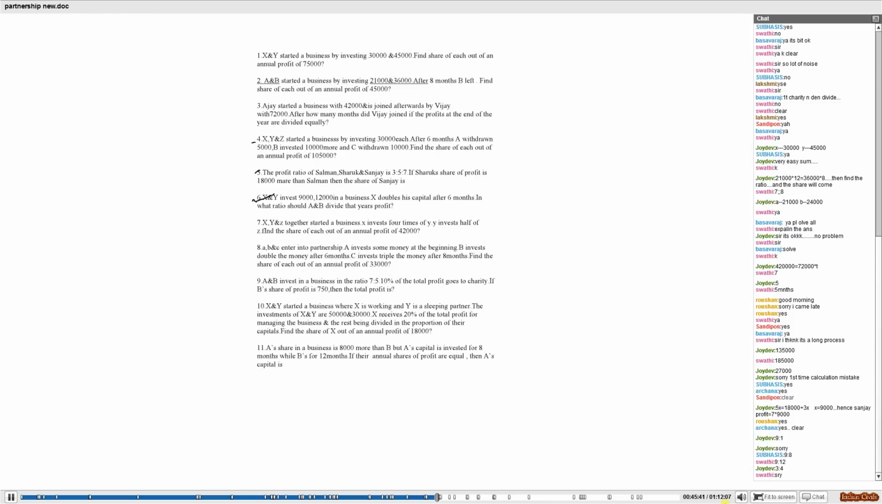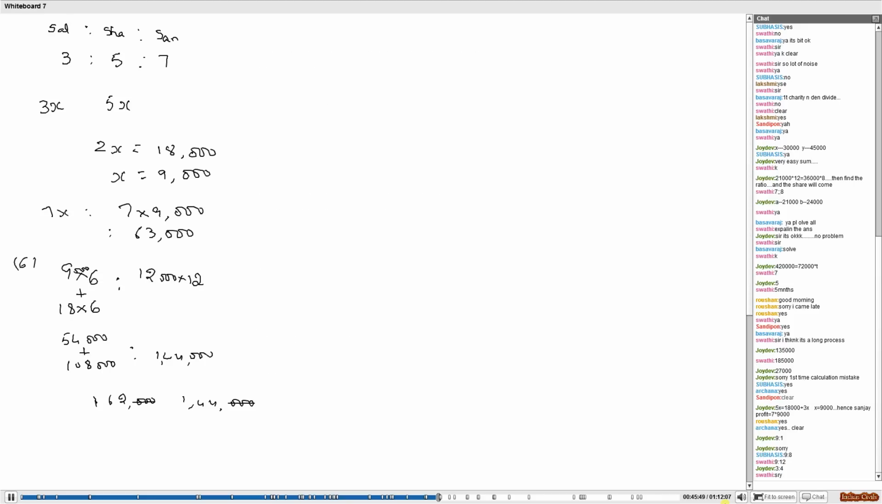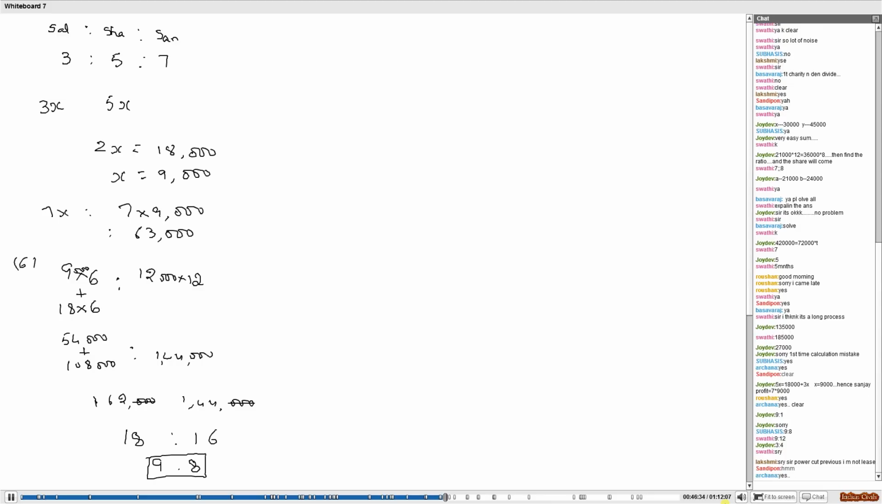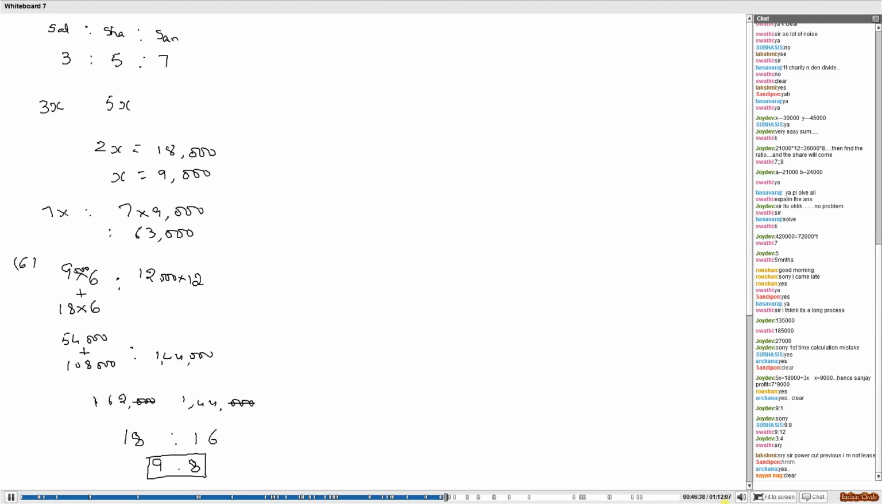What is the ratio given here? You asked what is the profit ratio. Simplify how much you will get. 9 ones are 9, 9 eights are 72, is to 18 into 8 is 144, even we can say that 9 is to 8, right? The answer is 9 is to 8. Is it clear? Okay. Clear.